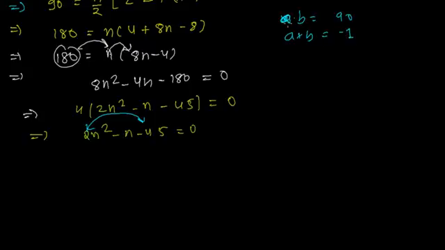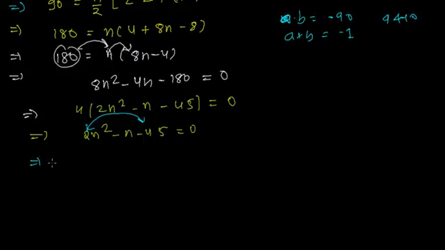So we need to choose two numbers that multiply to 90 and sum to minus 1, and we got those numbers. That's 9 and minus 10. If you add them, you'll get minus 1. If you multiply them, you'll get minus 90, because it is minus 45 times 2, that's minus 90, and we got it.